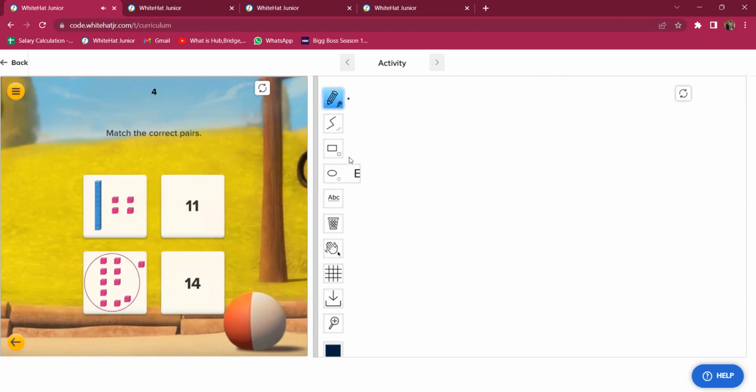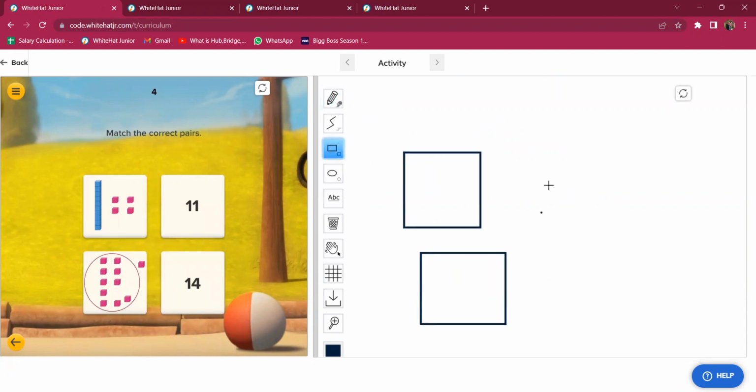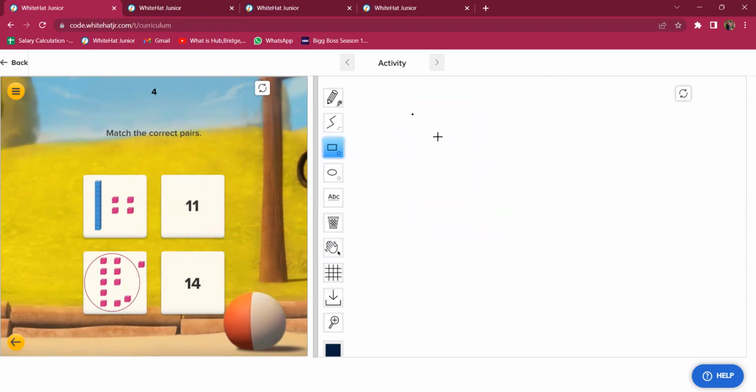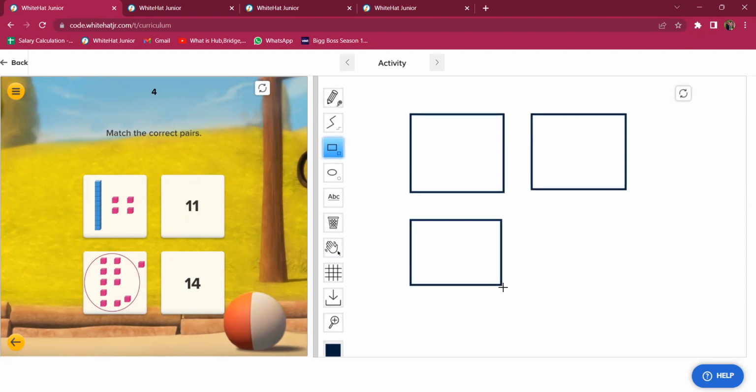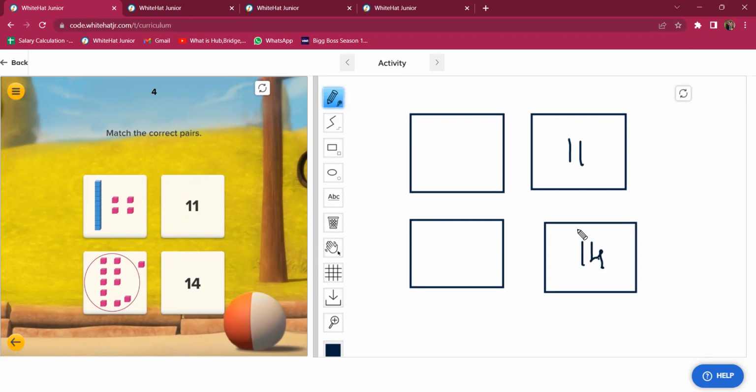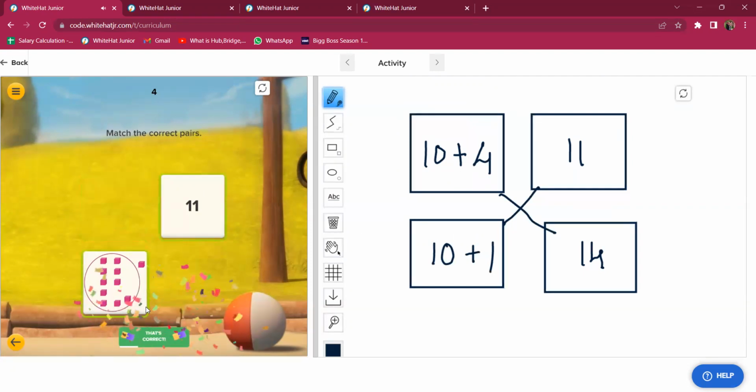Match the correct pairs. Here we have 4 boxes given to us. In this, they have given us 11 and 14. Here if you count, we have 10 plus the small blocks that represent 4. And here they have made 1, 2, 3, 4, 5, 6, 7, 8, 9, 10. That made a group of 10 plus 1 block separate. So it's part of this and it's part of this. We're going to match both of these and the other.